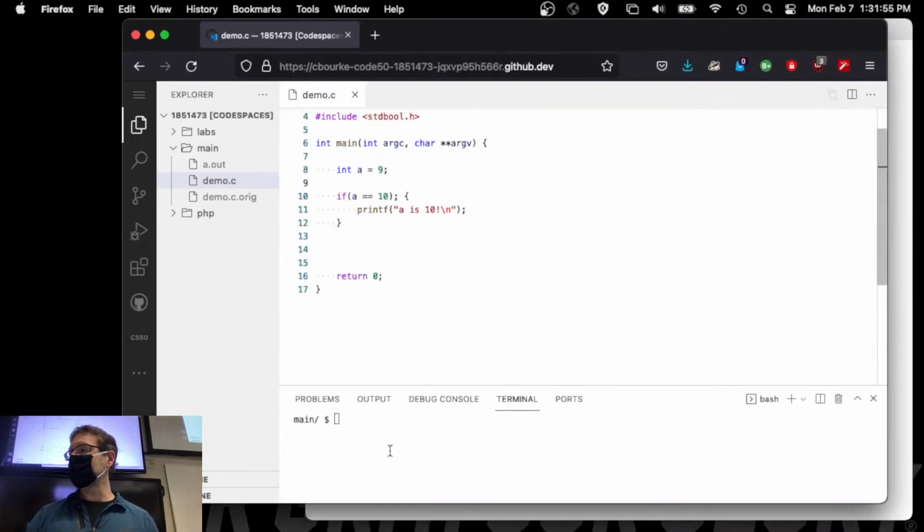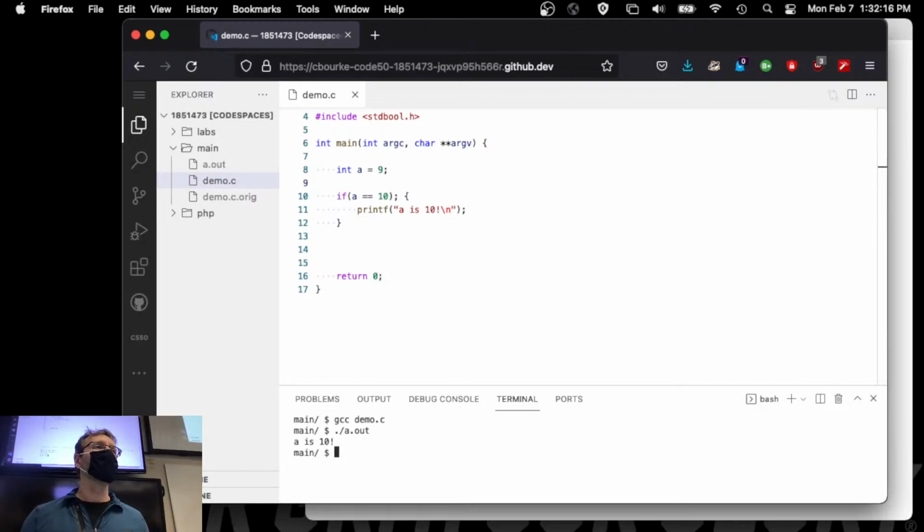Let's go ahead and run it. So gcc demo, right? And no problems, right? So let's go ahead and run that again. And what's going to happen? Is a 10 in this code? No, 9. So should it print out a is 10? Nope, but it does. Why?